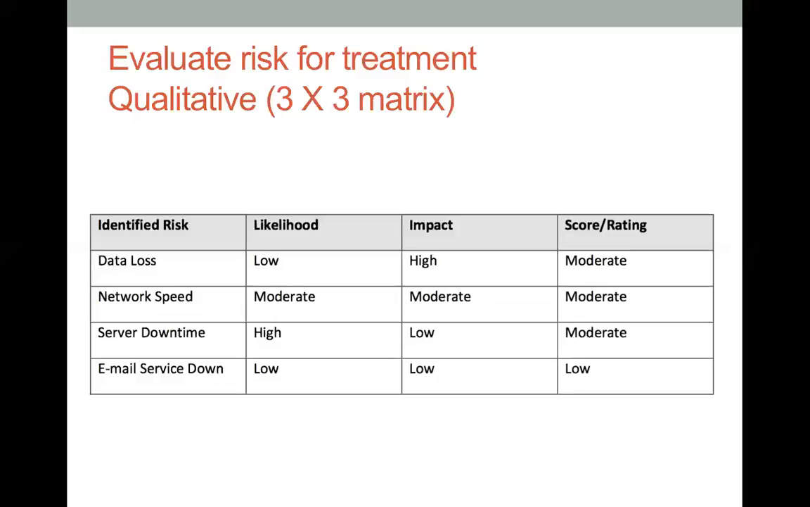But if that happens, the impact is quite high. Okay, therefore, combining these two, we'll get a moderate rating score. So that moderate in here, the rating score in here, is basically suggesting the level of risk for this one. Okay, and we analyze the other things like network speed, server downtime, email service down, and so on and so forth. What's the likelihood? What's the impact? Okay, so that's helping us to evaluate risk for treatment, basically.